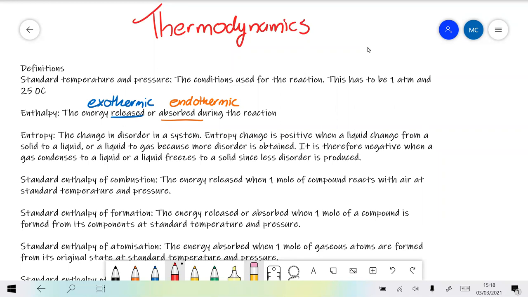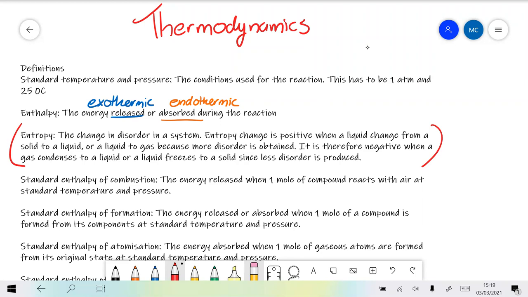Entropy is simply telling you how much disorder you've got in your system. Entropy change is positive for a change from a solid to a liquid or a liquid to a gas, because more disorder is obtained. It is therefore negative when the opposite happens, when a gas condenses to a liquid and the liquid freezes to a solid. But for this, let's eliminate it for now, and we will be speaking about it when we discuss entropy change for reactions. This will be a topic on its own.